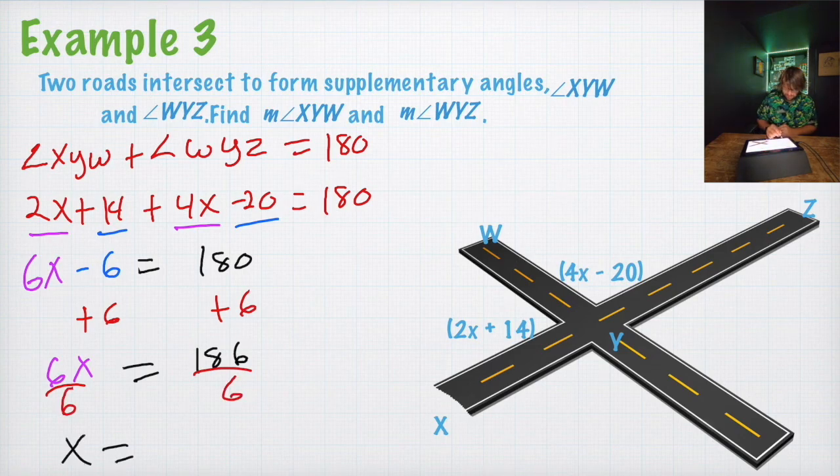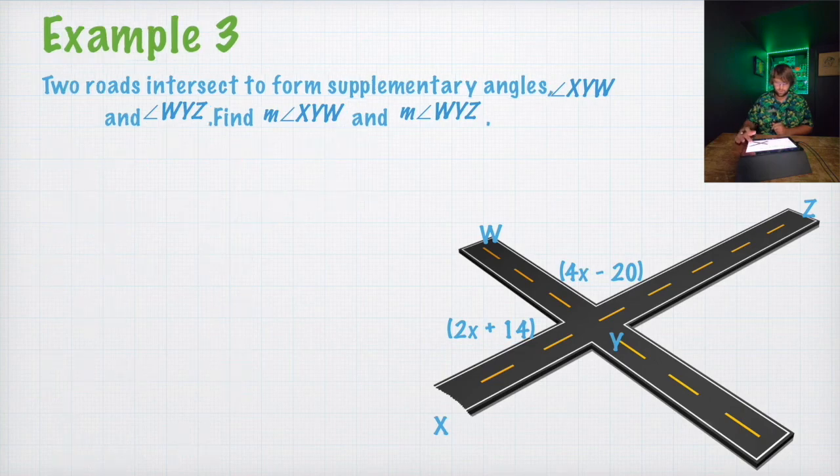And x equals 31. Okay, we're not done there because we have to go ahead and finish solving for our angle measures. I actually am going to just go to a blank slide so we have a little bit more room to do some work. So x equals 31. I'm going to go ahead and write that right up here to start us off.